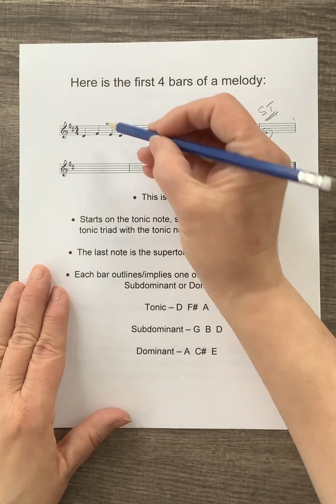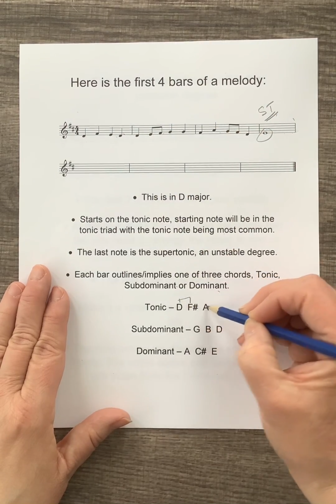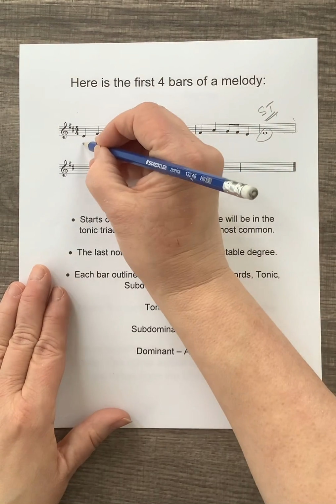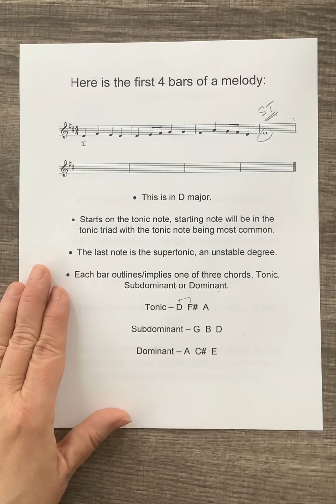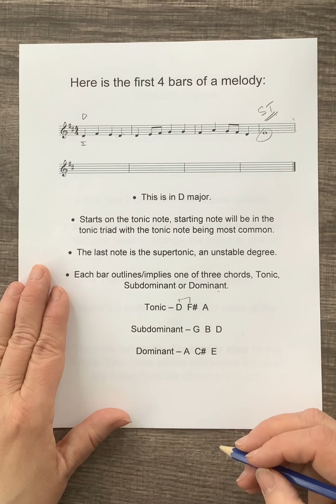But let's just look at the first one. You've got D, F sharp, E, D. Well, you've got a D and an F sharp. It doesn't have to have the A. It's still outlining I. That would be your functional chord symbol. And your root quality chord symbol would be D. It's a D major triad it's outlining.